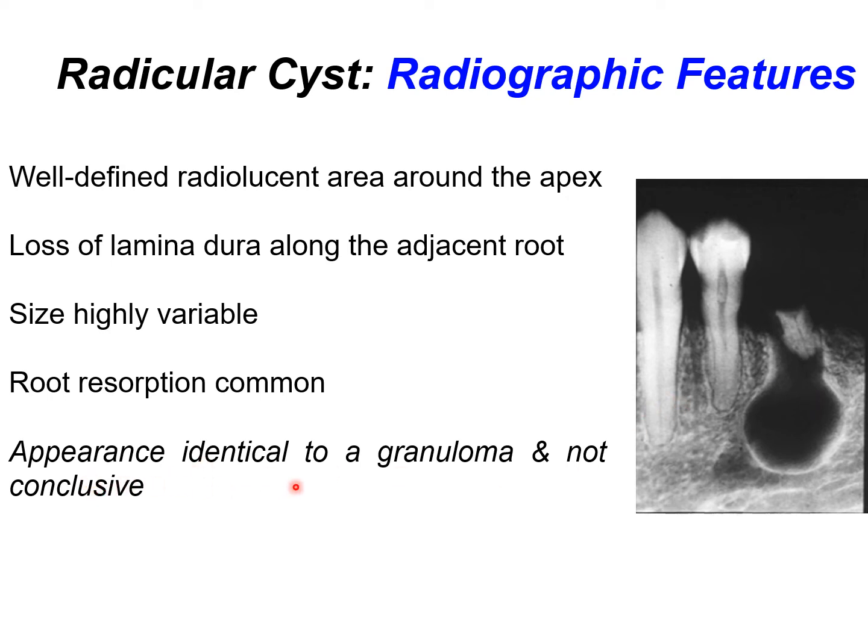The appearance is very much identical to a granuloma and not conclusive. So whilst a larger periradicular lesion might be indicative of a cystic lesion, it is inappropriate to differentiate between periradicular cysts and granulomas purely on radiographs, and the definitive diagnosis should be based on a biopsy. So when you see periradicular radiolucencies, it's best to label them as periapical pathology. Whether it is a cyst or a granuloma would be more clear following a biopsy.